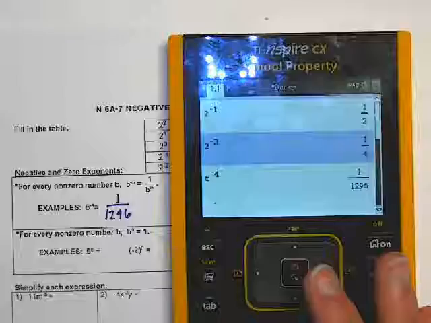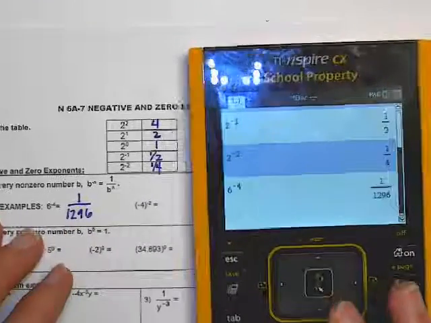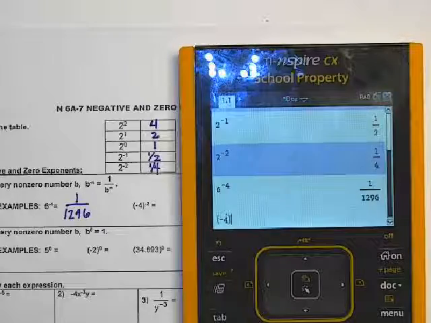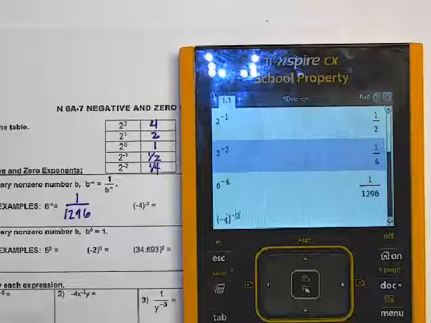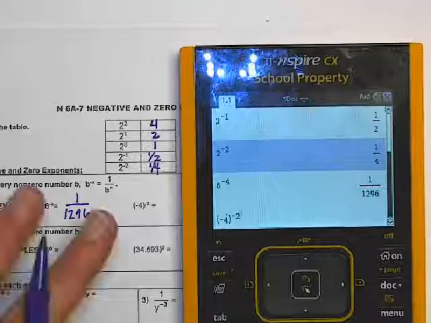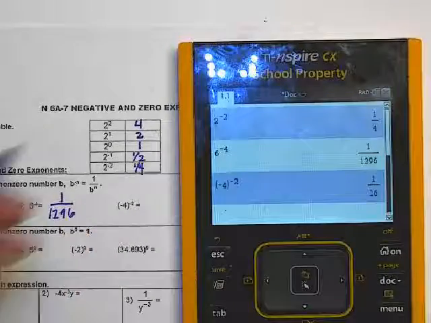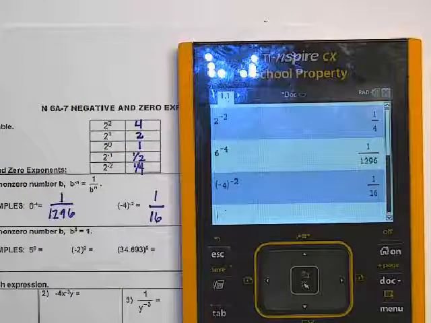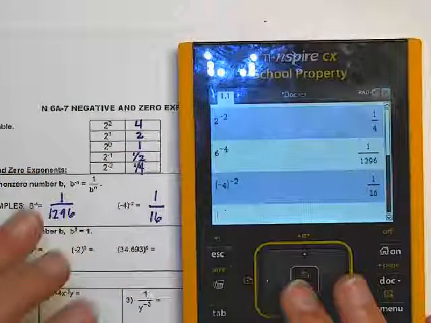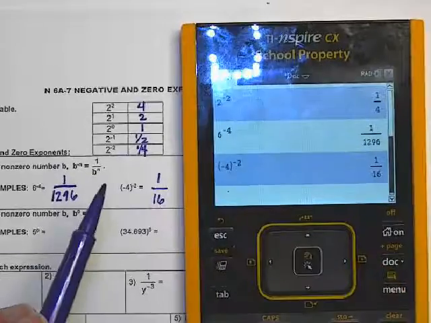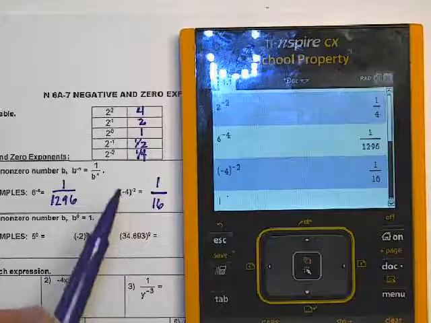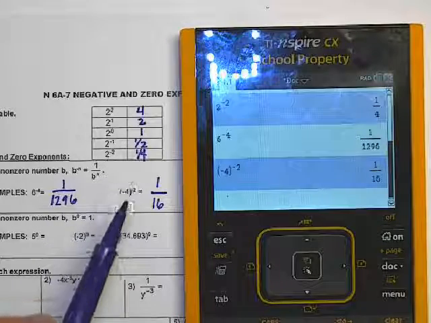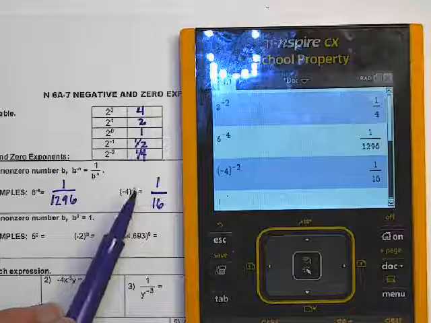Okay, look at the second one. Now I have to plug this in exactly how it looks. Negative 4 to the negative second power. It's going to be a fraction. 1 over 16. Listen, if it's only one set of numbers with a negative exponent.